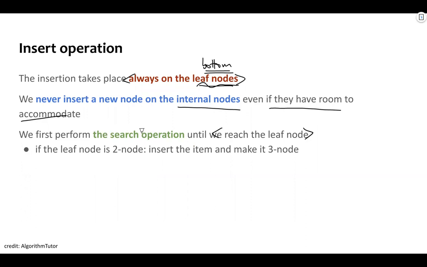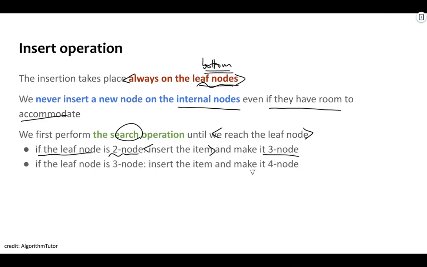We first perform the search operation, and if the leaf node is a 2 node, then we can just insert the item and make it a 3 node. Pretty simple. If the leaf node is a 3 node, insert the item and make it a 4 node. Same as the previous case. So these two cases are very simple.